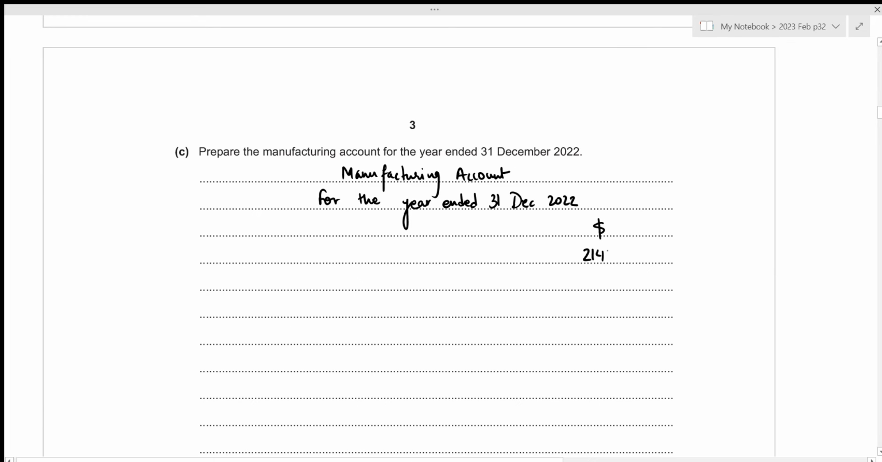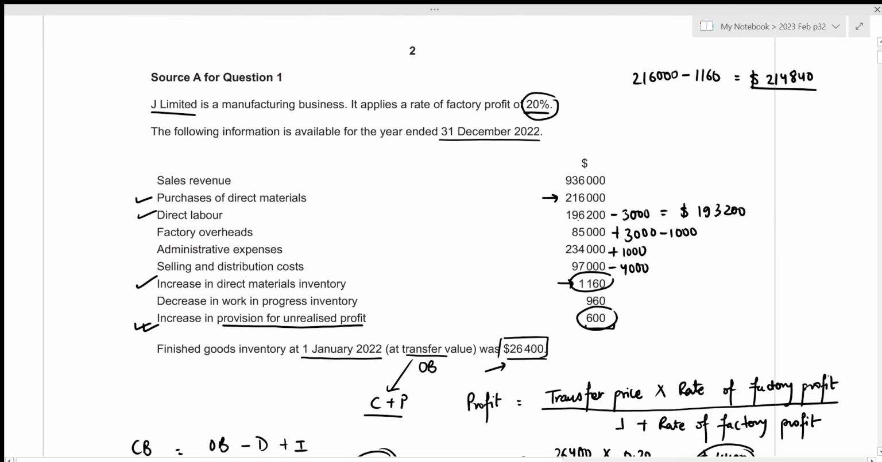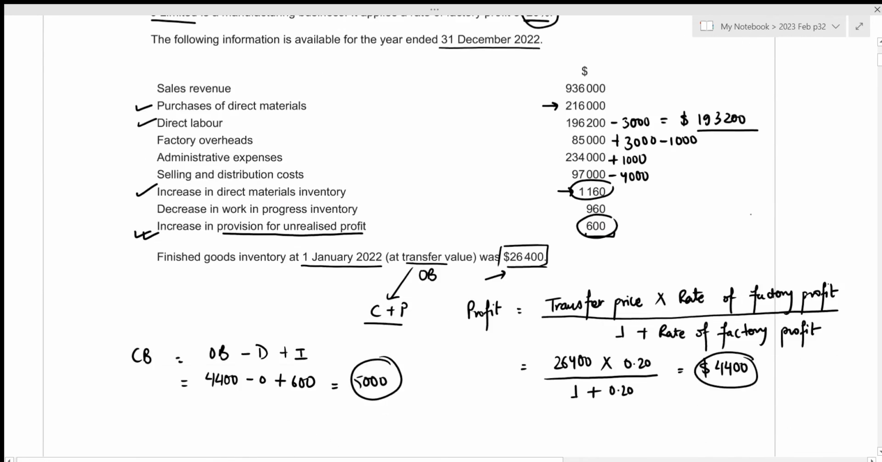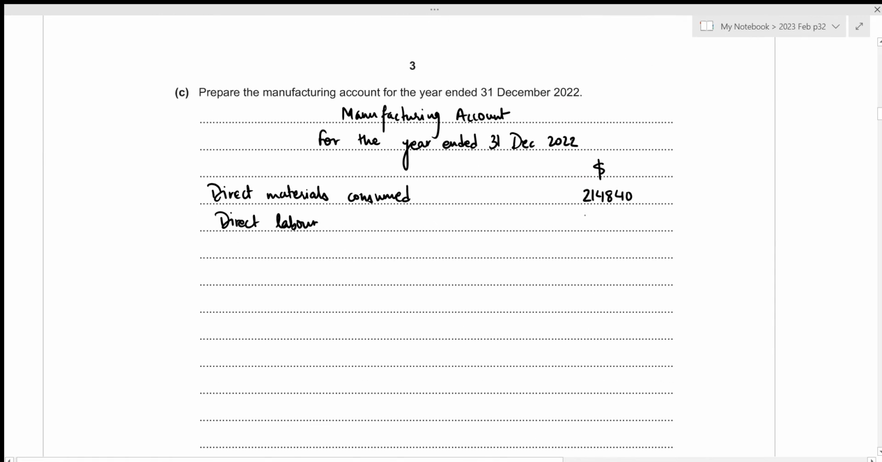There was 214,840, which was of direct materials consumed. We then had our direct labor. Let's have a look above. The direct labor was of 193,200. Let's write it down. And that concludes all of our direct costs, which means that we can just add these two and then figure out the total for our prime cost. That's going to be 214,840 plus 193,200, which results in 408,040. This will be our prime cost.